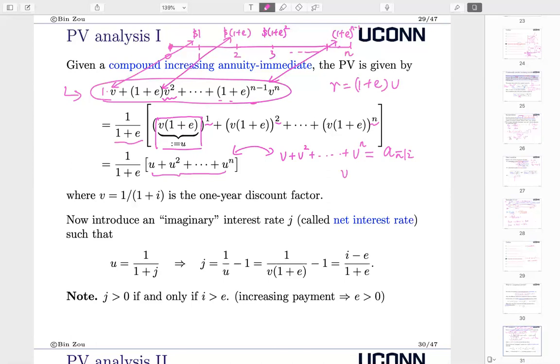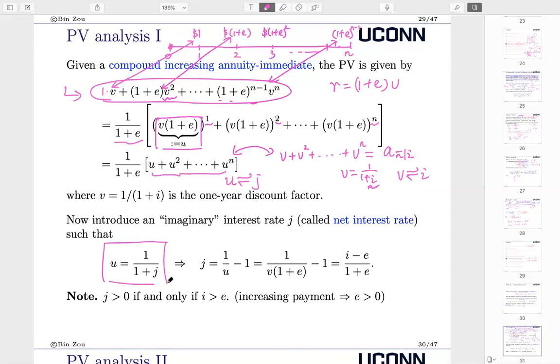And what is V? V is 1 divided by 1 plus I. So now I have U down here. U is obviously different from V. And immediately what I can think of is maybe I need to introduce a new interest rate, right? So I is the original interest rate, effective interest rate per year. And there is a 1-to-1 correspondence between I and V. Now I have U. So I'm trying to find the interest rate to match this U such that U is the new discounting factor. Right?